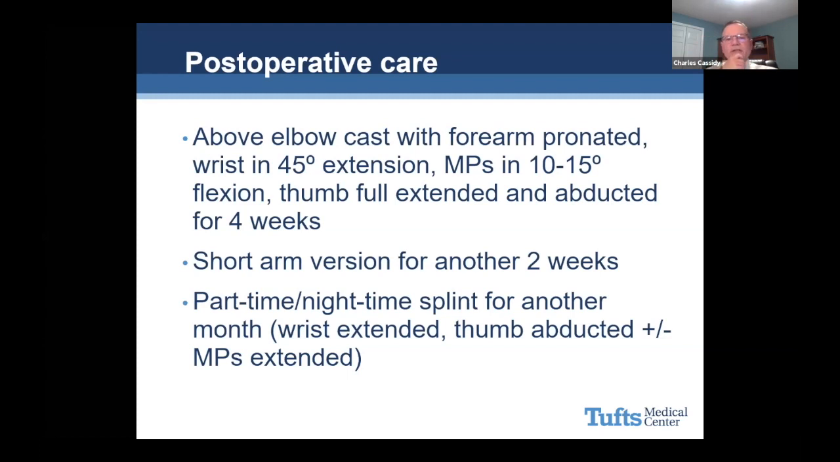And then the thumb fully extended and abducted for 4 weeks, and then a short arm version for another 2 weeks, and then a part-time nighttime splint for another month. And it's really to keep the wrist extended and the thumb abducted and the MP joints extended. And so that I would say is probably a little bit conservative. You may be able to get away with earlier motion than that, but for me, it's like baking a cake and it's in the oven and my results are good. So I'm reluctant to change.